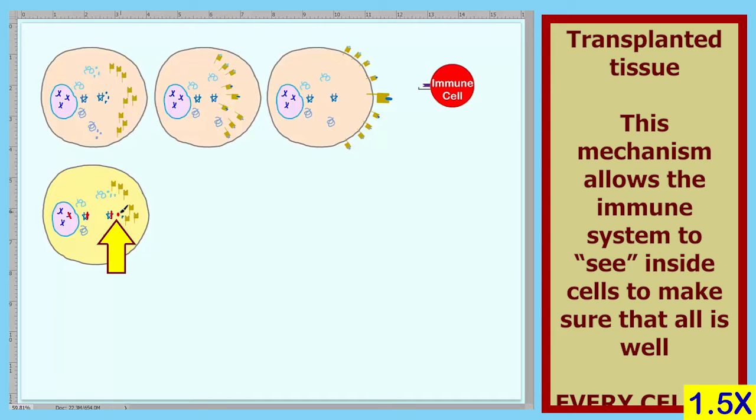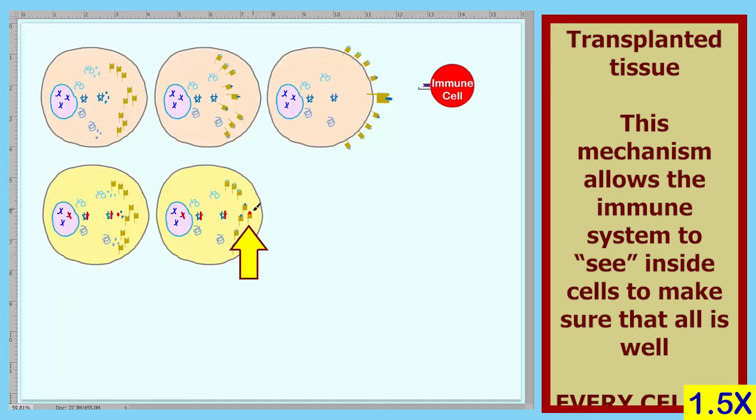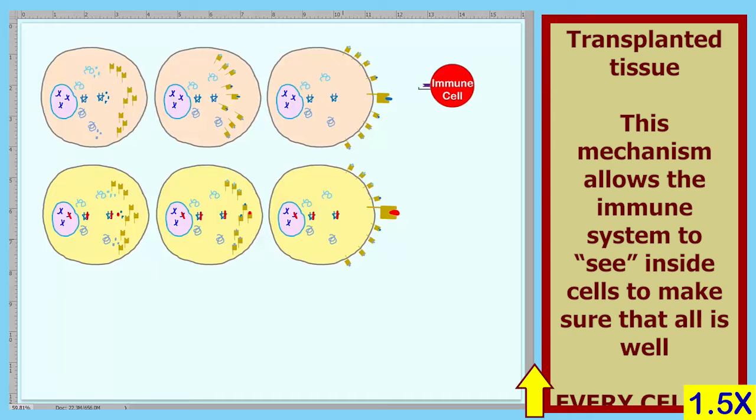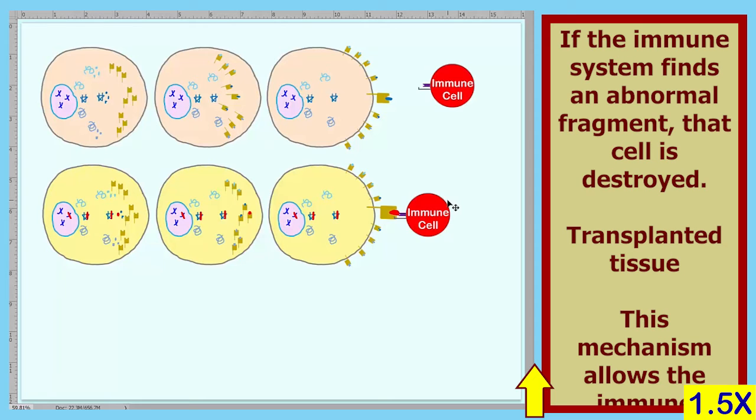Let's redraw this cell with the protein fragments already on the presentation molecules. As we can see, only one presentation molecule is different. Let's redraw this cell and place these presentation molecules on the surface. As before, the immune system will check all these fragments to make sure that none is abnormal. However, in this case, it will find a protein fragment that is not part of the body.